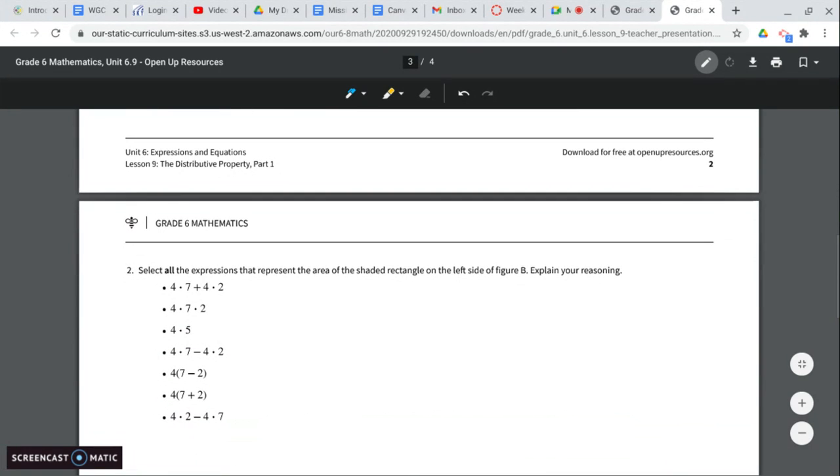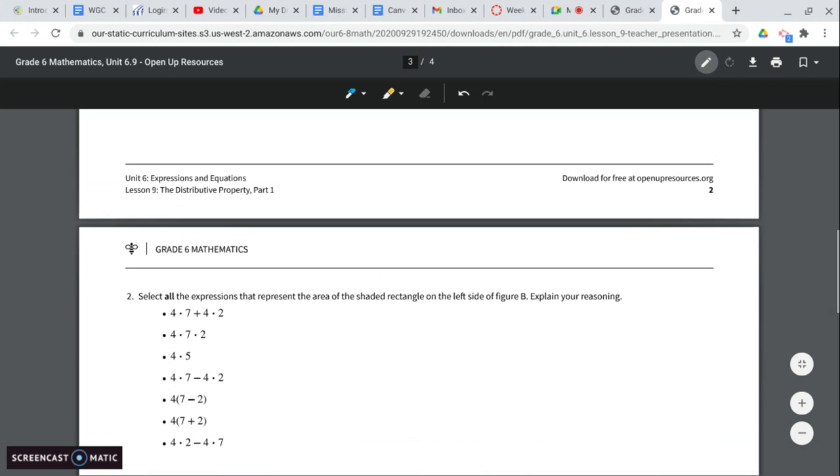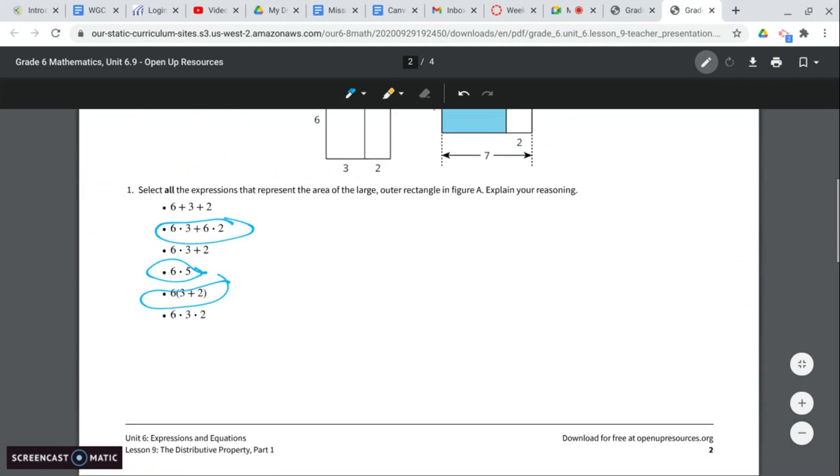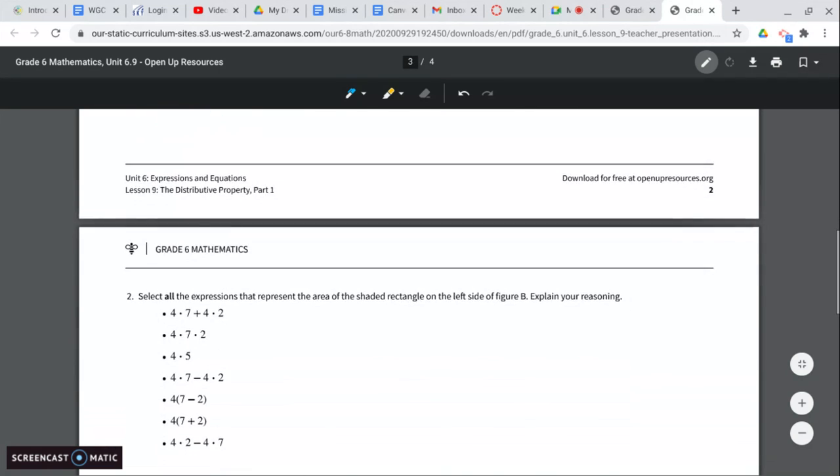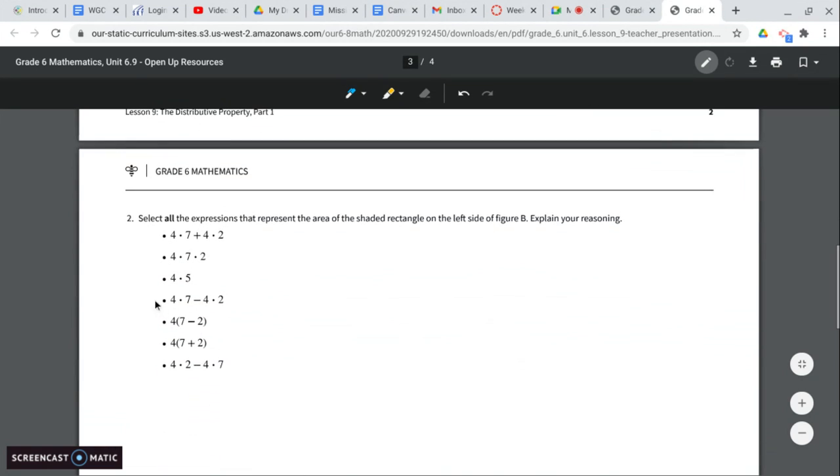B, we are selecting all the expressions that represent the area of the shaded rectangle on the left side of figure B. So if we look at this, we only want the blue part. So we know this whole side is 7. So to find the blue part, we'd do 7 times 4, which would give us 28. That'd be the whole thing. And then 7 times 2, which is 14. And then we'd subtract those. So that's this one right here.